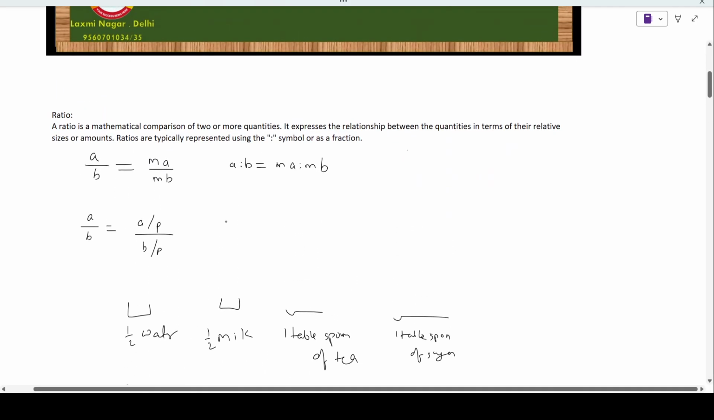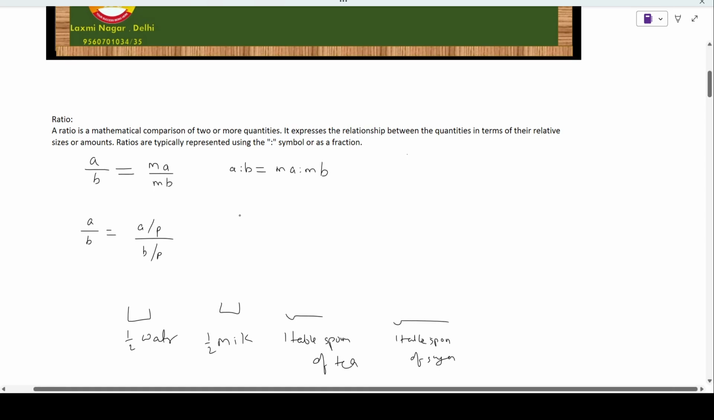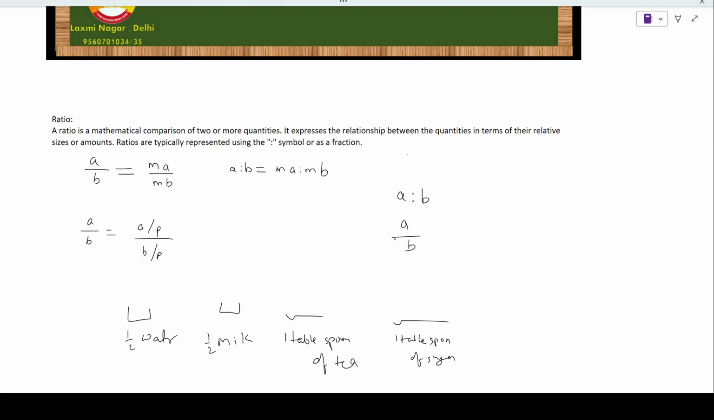So ratios are simply represented by A upon B or A ratio B. We have two properties here. First is, if the terms of a ratio are multiplied by the same number, it does not affect the ratio. A and B are called the terms of this ratio.